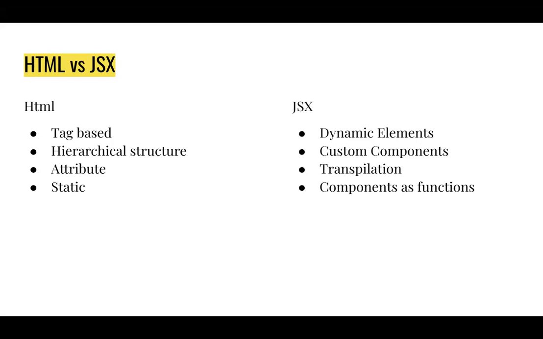After that, you can see that HTML is also more attribute based. HTML elements can have attributes that provide additional information or behavior. For example, when you use an image tag, just the image tag itself won't work. You need to add attributes such as source in order to define where the image is coming from.